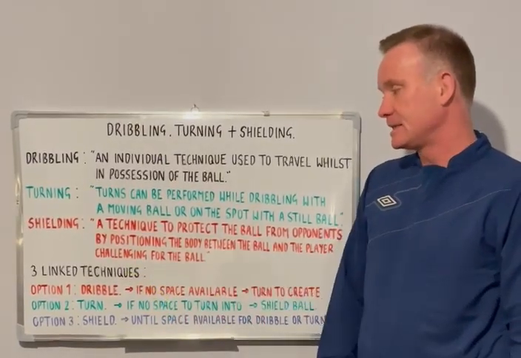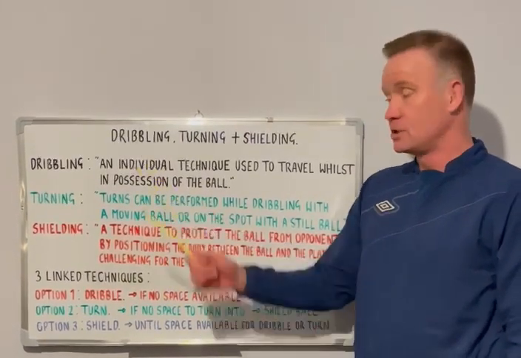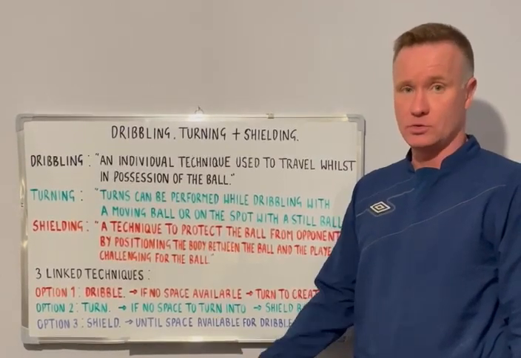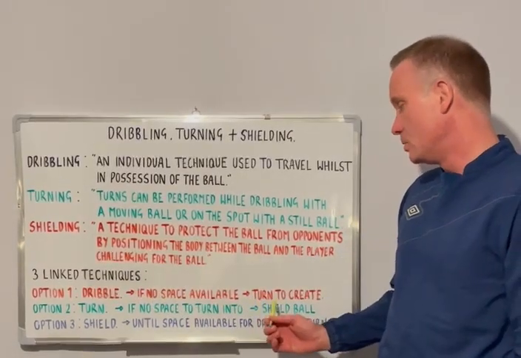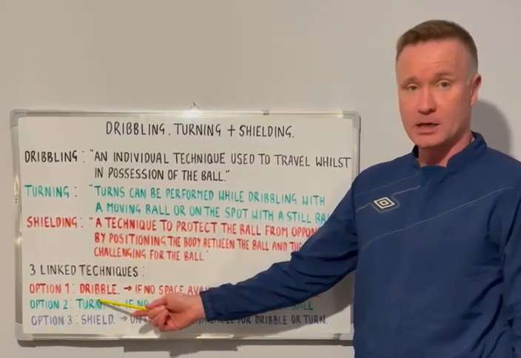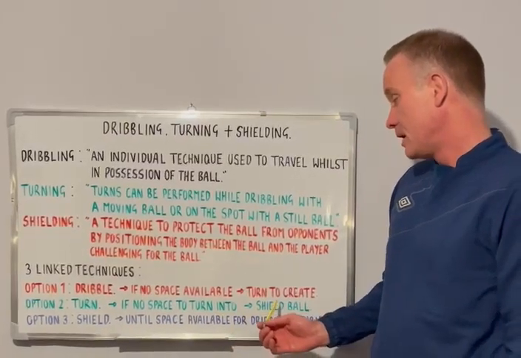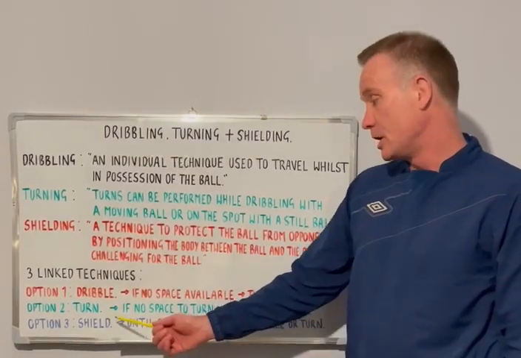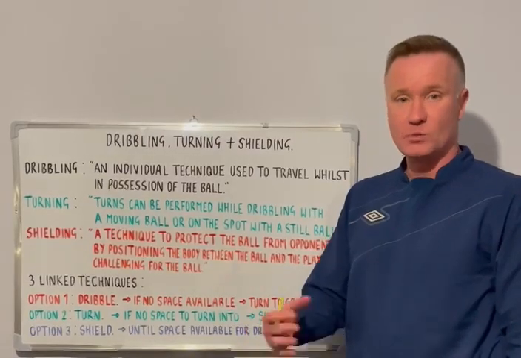Now, the reason they're linked is because as a coach, the most preferable action to coach our players is to dribble. If there's space to move into, then dribble with the ball, which can then lead to a pass or a shot at goal. So that's option number one. But if there is no space available, then the player is going to have to turn. So that's when we move on to option two. If a player can't dribble, they need to turn to dribble. So if there's no space to turn into, they're gonna then have to go on to option three, which is shield the ball. So shield until space becomes available to dribble or turn. So the three of them will keep interchanging.